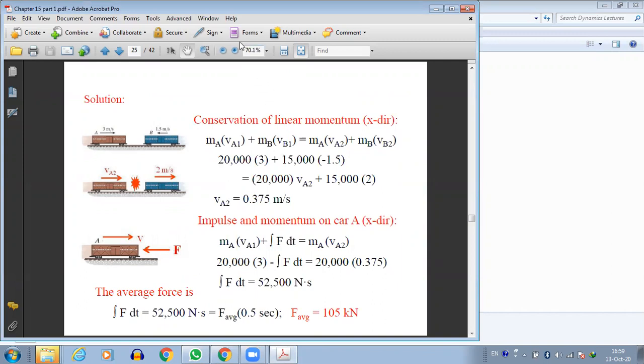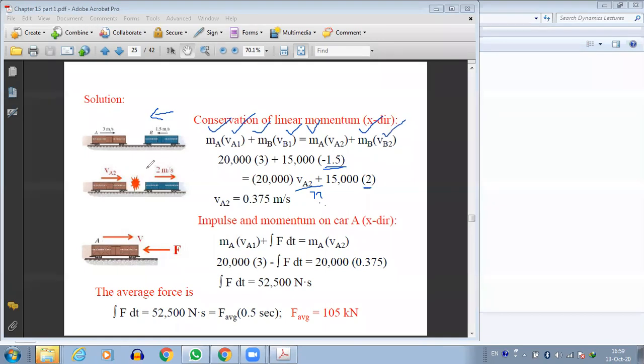The masses ma and mb are known. Initial velocity va1 is known. vb1 is negative 1.5, because B is moving in this direction. We need to find the final velocity va2. We know the final velocity vb2. Finally, it will move to the right at 2 meters per second. So if you solve it, you will find va2. This is how we are going to solve the first part of the problem.